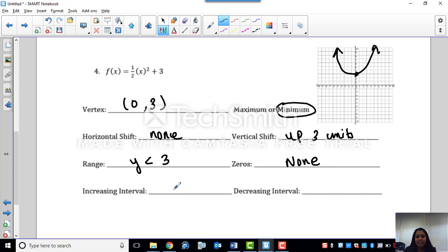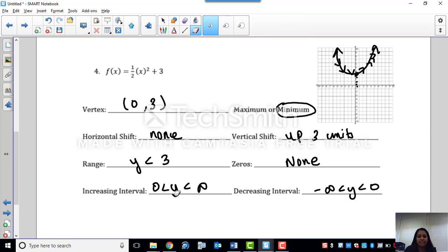It's increasing from x is between 0 and positive infinity. It's increasing here. And then it's decreasing from negative infinity to 0. Okay, it's decreasing here until x equals 0. Oh, sorry, this should say x. Remember, increasing and decreasing, we only like to look at x and the x-axis.